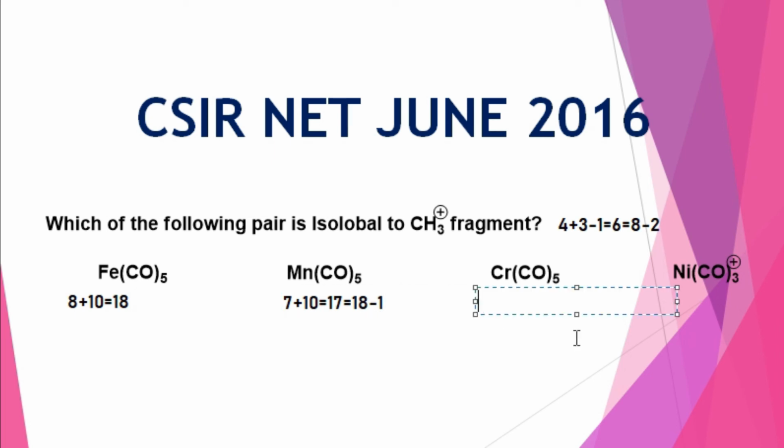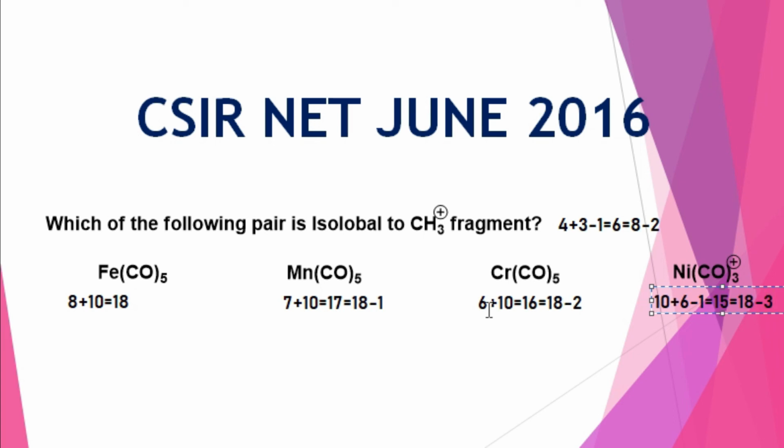So let's move on to chromium, Cr(CO)5. For chromium there are 6 electrons in its valence shell, plus 2 from each carbonyl, there are 5, so 10, which is equal to 16, which can be written as 18 minus 2. So next is nickel, Ni(CO)3 plus. So nickel has 10 valence electrons, plus 2 from each carbonyl, there are 3, so plus 6, minus 1 for the plus charge, so you get 15, so it can be written as 18 minus 3.